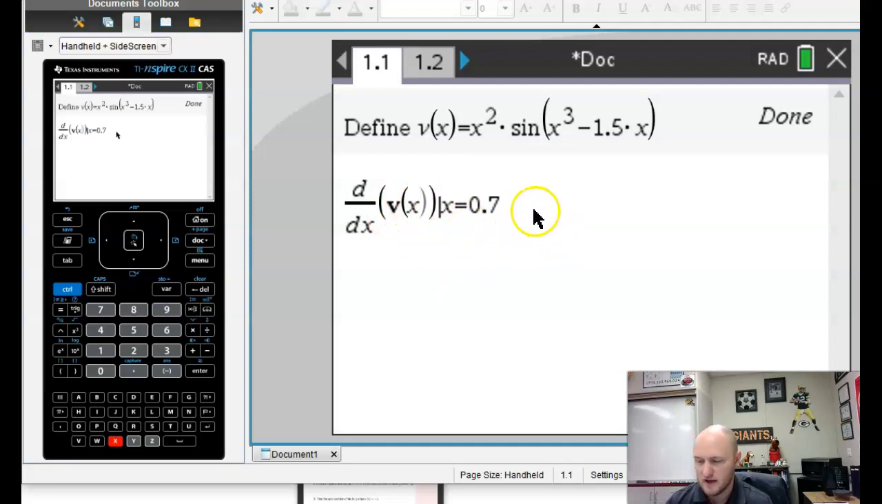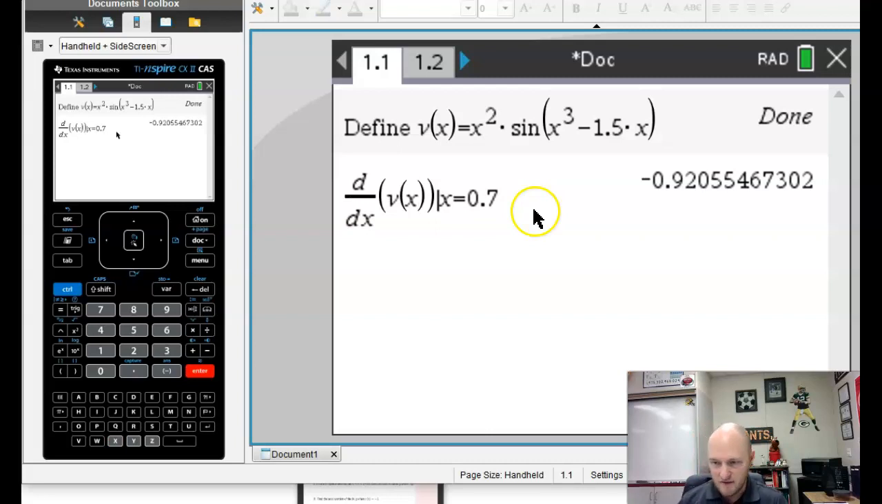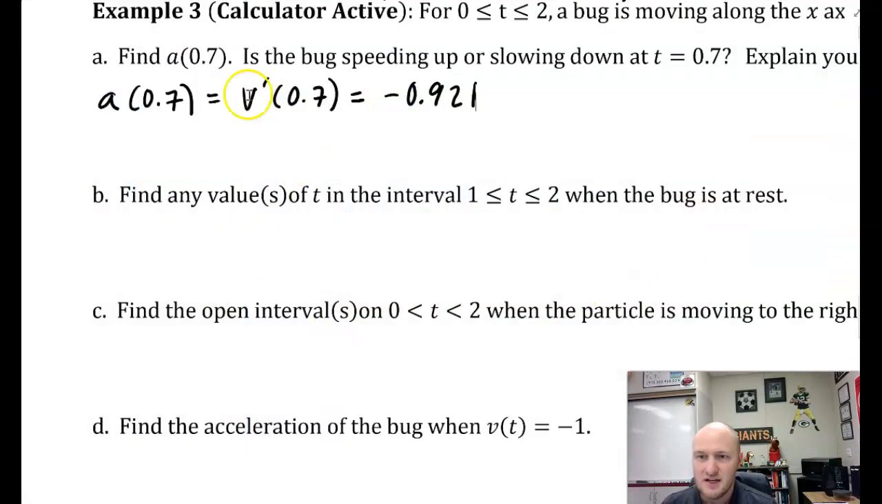So v of x. Be careful. I know they define it as t in the problem, so if you use t's in your calculator, be consistent with whatever your independent variable is. And so we get the acceleration at 0.7 is negative 0.921, or negative 0.920 if you truncate. So I found the acceleration by taking the derivative of the velocity. Ta-da!